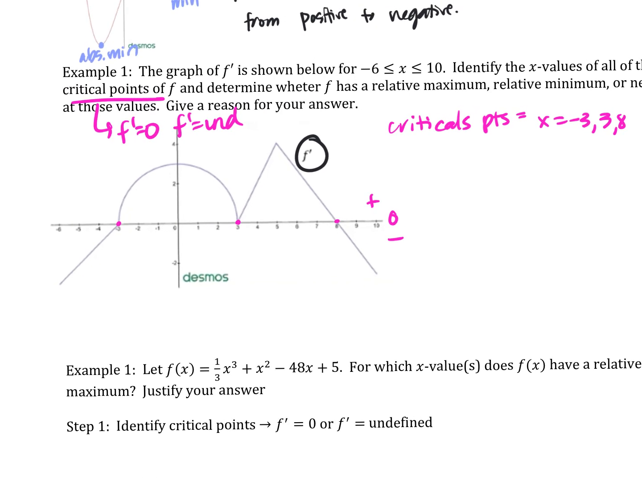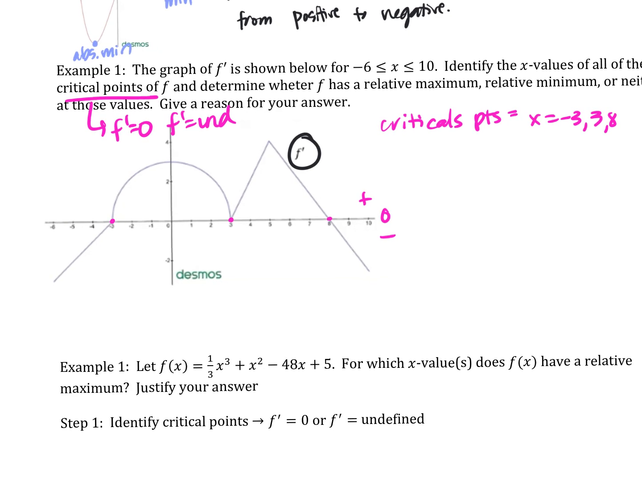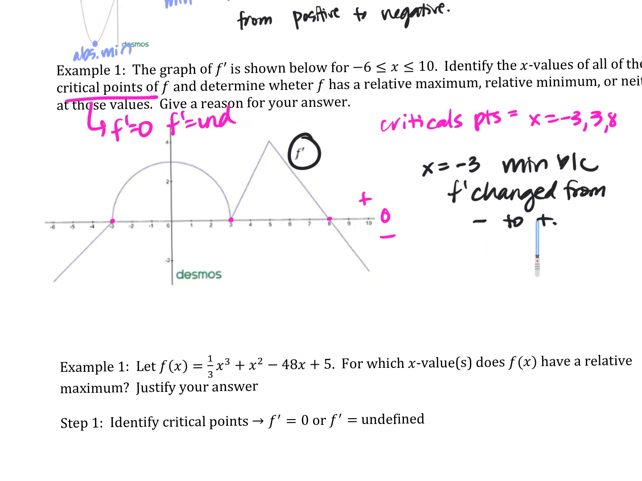And then what do we have at each of those? At -3, max, min, neither, and why? Minimum, because, perfect. She said my F prime changed from negative values to positive values. That's exactly what we set up there. That's awesome, because F prime changed from, and I'm even going to go like this, negative to positive. We're good with that. We don't have time to write negative to positive. That's a lot.